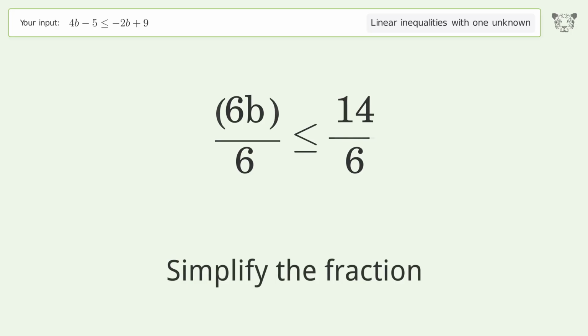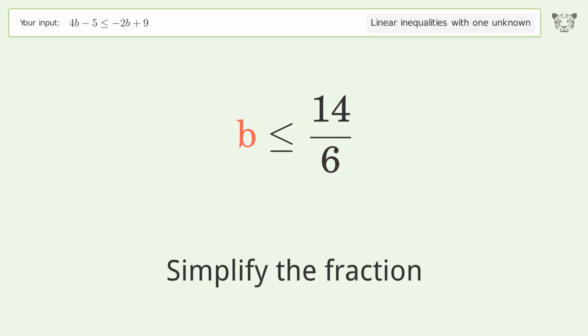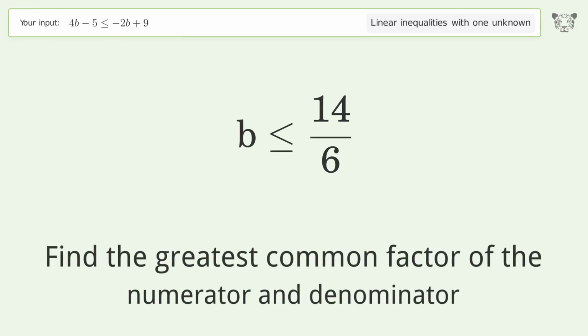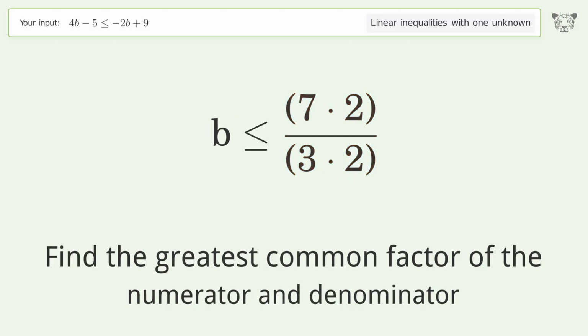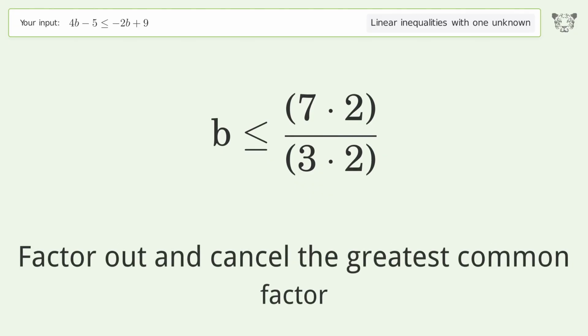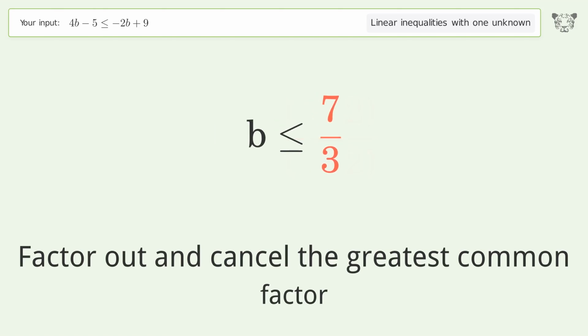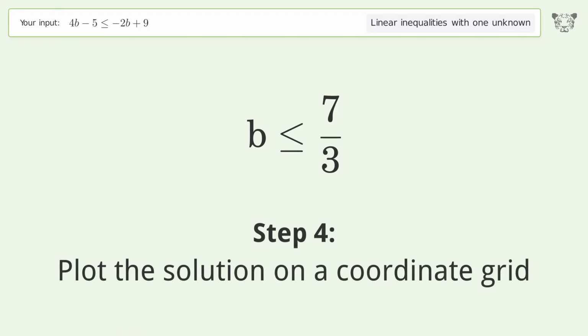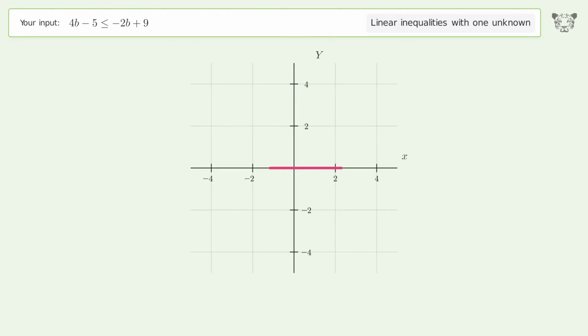Simplify the fraction. Find the greatest common factor of the numerator and denominator. Factor out and cancel the greatest common factor. Plot the solution on a coordinate grid. And so the final result is b equal or smaller than 7/3 equal or smaller than 21/3.